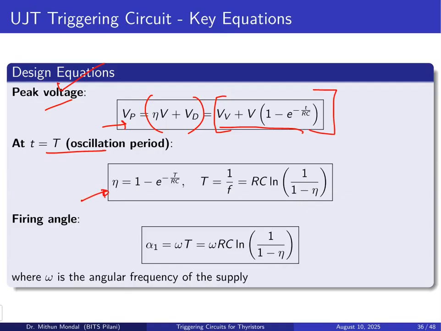We can compute the intrinsic ratio eta, with the time period being 1 by frequency, given by Rc ln of 1 by 1 minus eta. The firing angle alpha 1 is given by omega t, where T you can easily substitute as Rc into ln of 1 by 1 minus eta, omega being the angular frequency of the supply.